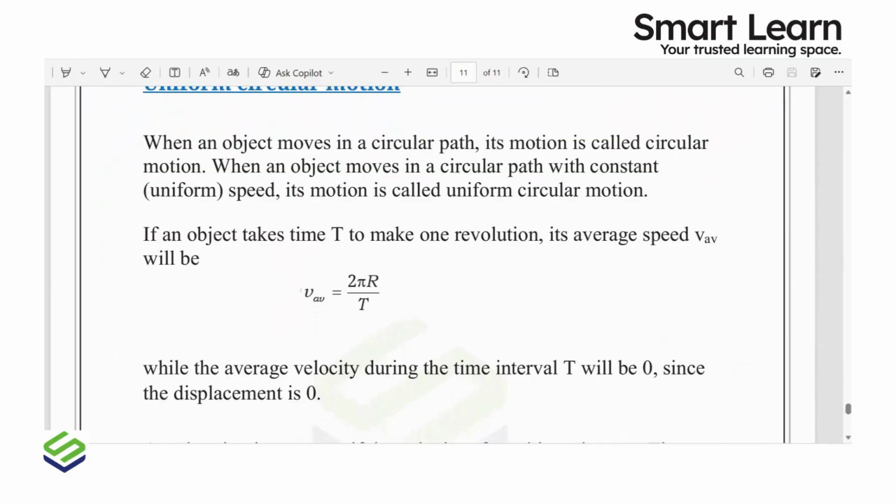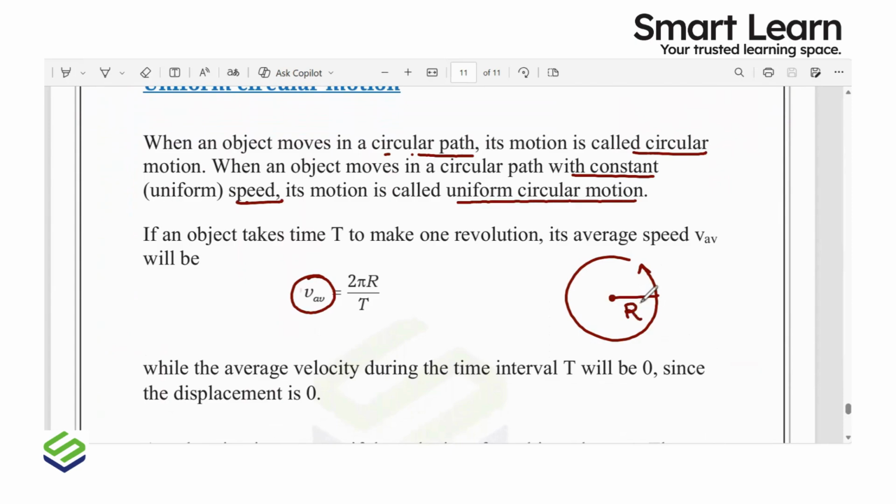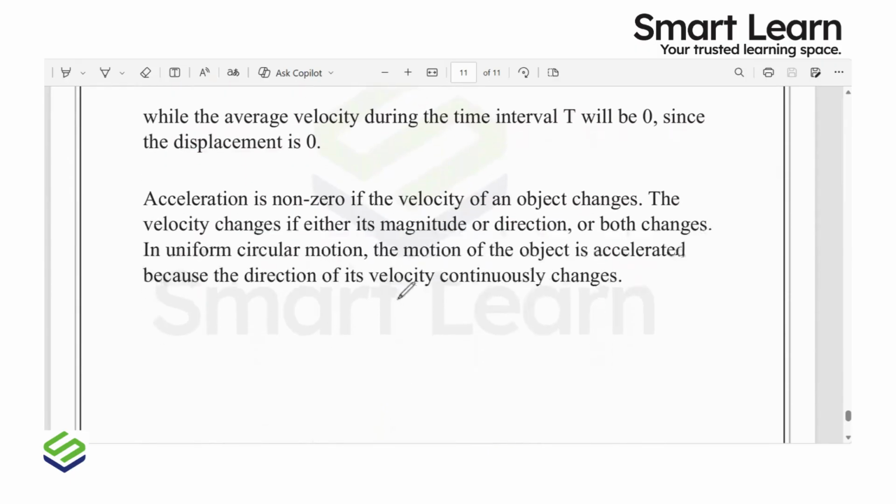So what is uniform circular motion? When an object is moving in a circular path, we call it circular motion. And if it is moving with a constant speed, it is called uniform circular motion. So what will be the velocity? The total distance traveled in the circular path is 2 pi r, and the time taken for one full path is called the time period. So velocity can be calculated as 2 pi r divided by T.